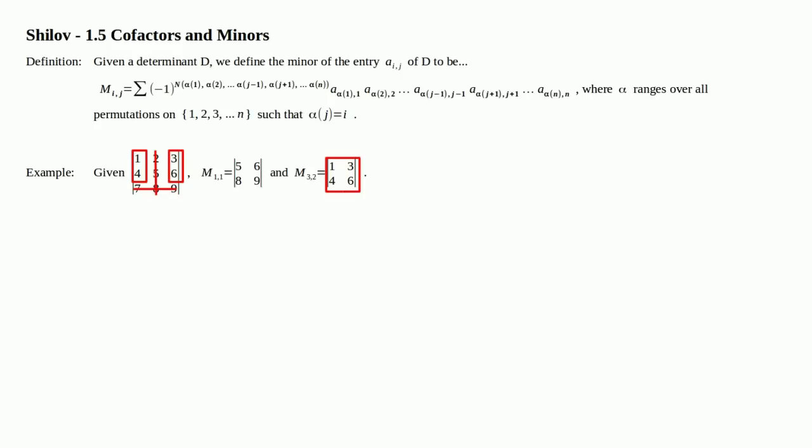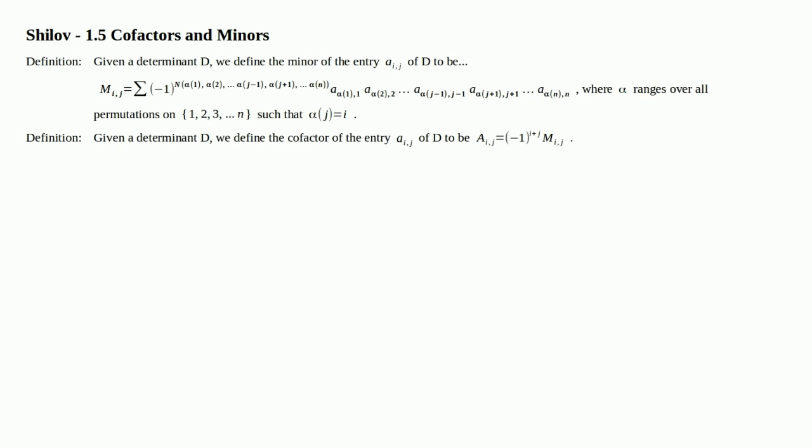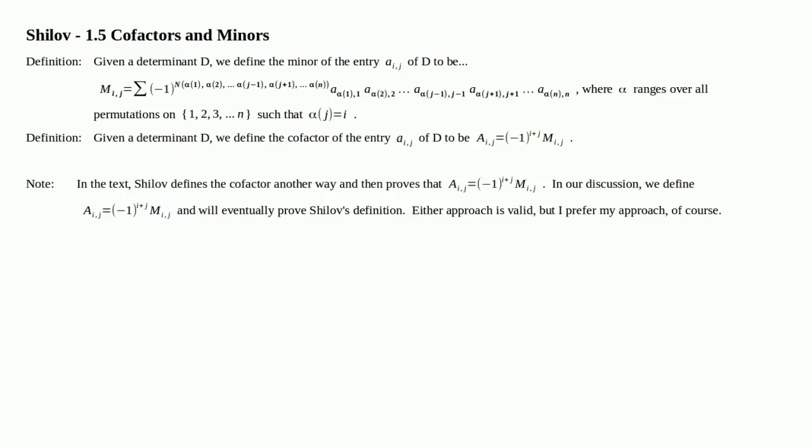Now we have another definition here, and this one's pretty easy. Given a determinant D, we define the cofactor of the entry a sub ij of D to be capital A, and this is important, we use capitals for these, sub ij, which is equal to -1 to the power of i plus j times the minor, m sub ij. So the only difference between the cofactor and the minor is that we've also got some power of -1, so it's going to affect the sign. That's the only difference.